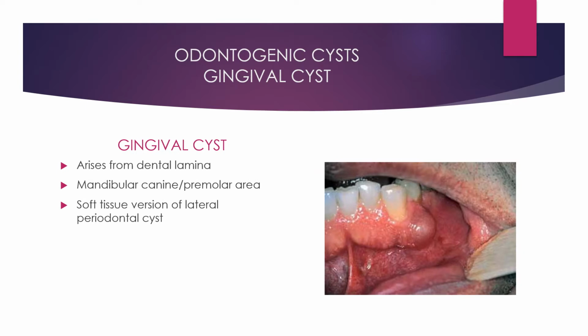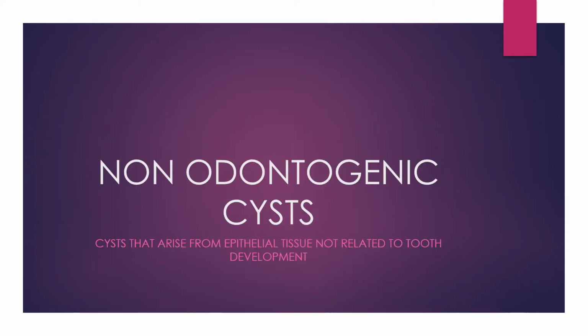A gingival cyst arises from dental lamina, usually occurs in the mandibular canine and premolar area, and it's sort of a soft tissue version of a lateral periodontal cyst. When cysts arise without developmental origins, they usually arise from remnants of tissue, especially epithelial remnants.